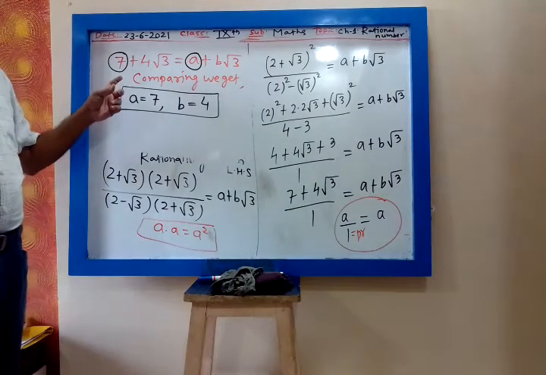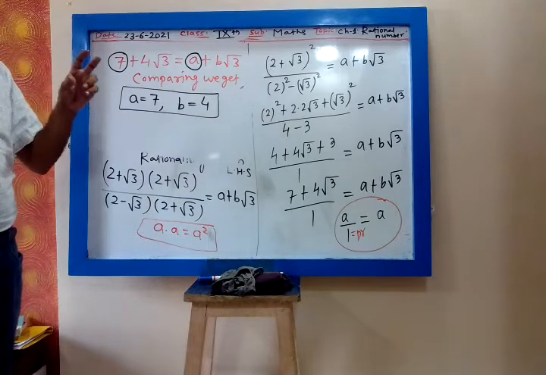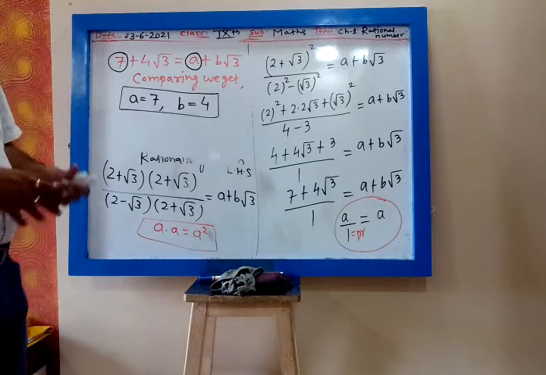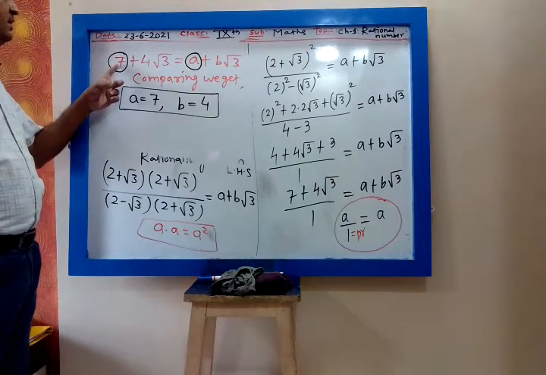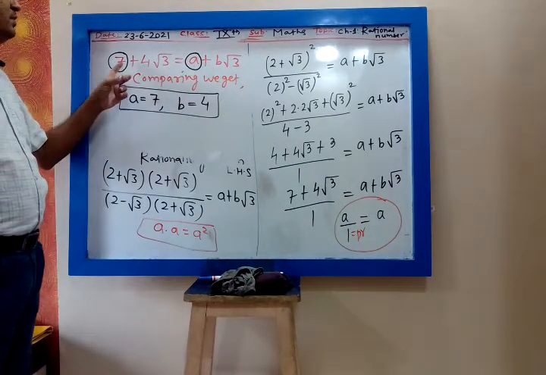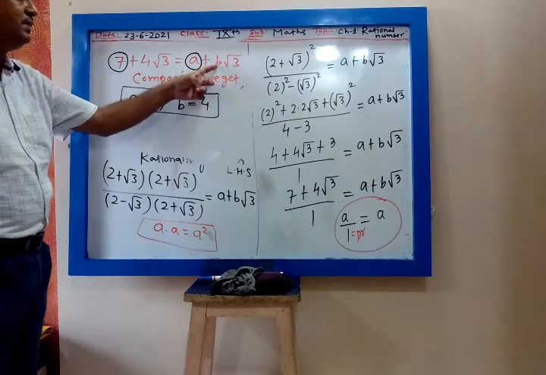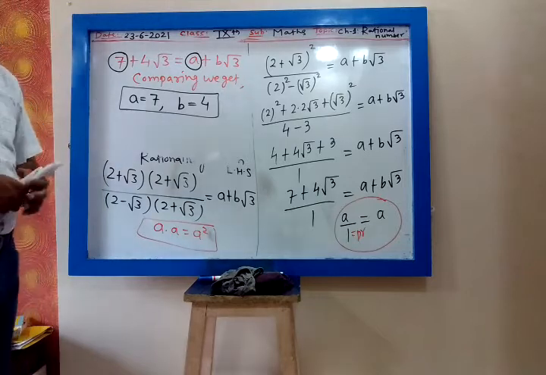Is it clear? So after getting the left hand side and right hand side as a single irrational number, we do the comparison. The constant term on this side is 7, the constant term on the other side is a. So a is equal to 7. Coefficient of root 3 is 4, coefficient of root 3 is b. That means b is equal to 4.